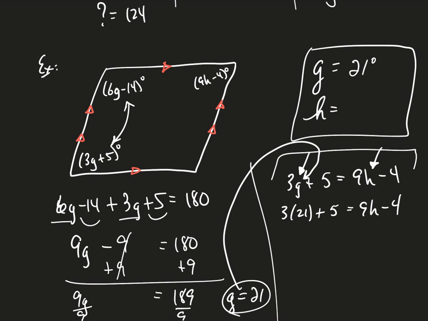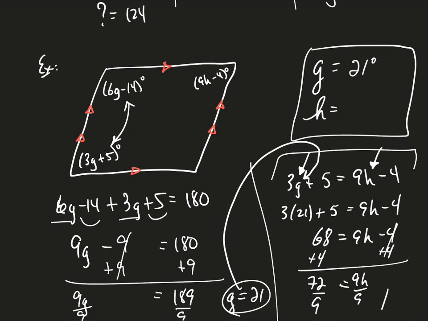So 3 times 21 is 63, plus 5 more is 68. I can move negative 4 to the other side by addition, and divide both sides by 9. So H is equal to 8. And so the two values we're searching for are G being 21 and H being 8. Okay, so those are a couple of examples using angles of a parallelogram.